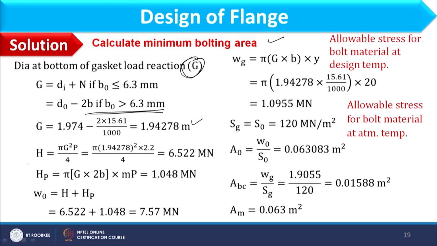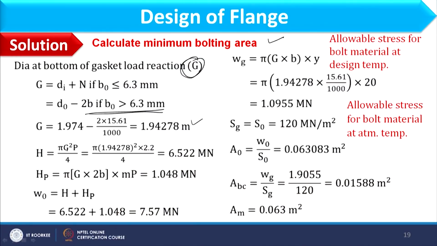1.94278. So once I know the G value, I have to find out load at operating condition and bolting up condition, and then we will find out respective area, and then we can calculate the bolting area. So using value of G as well as design pressure, I can calculate capital H by this expression, which comes out as 6.522 mega Newton. HP we can calculate by this expression, pi G into 2B into MP, and that comes out as 1.048 mega Newton. Total load in this case would be 7.57 mega Newton.